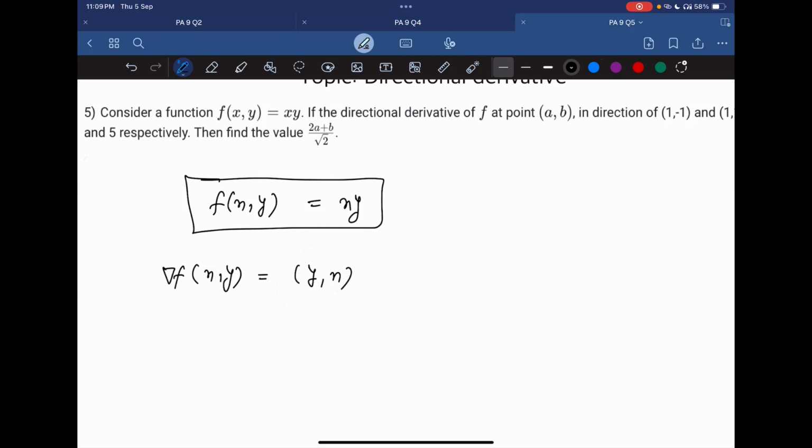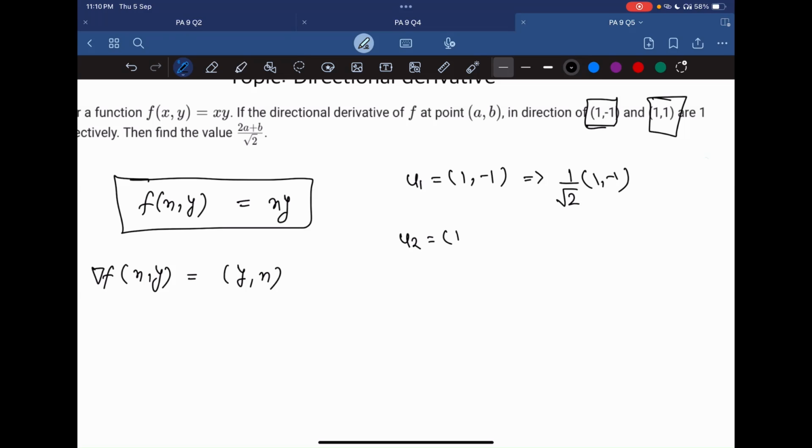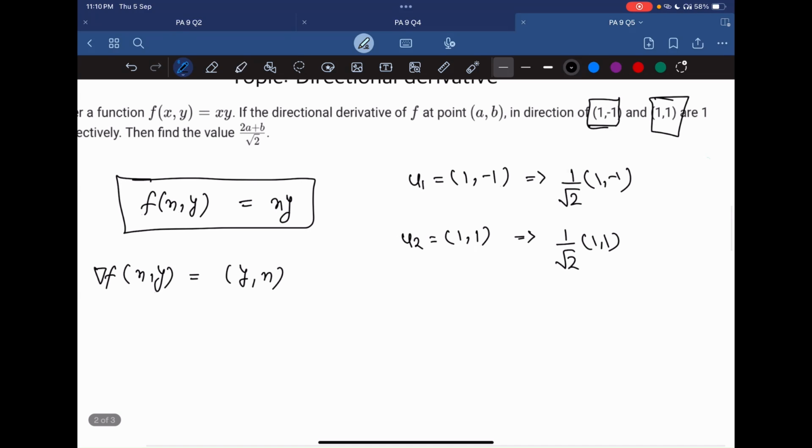Now we want to find the directional derivative in the direction of 1 comma minus 1 and 1 comma 1. But these are not unit vectors, so we need to normalize them. Let's say u1 is our 1 comma minus 1. If we divide it by its norm, this will become 1 by root 2 times 1 comma minus 1. And similarly, u2 is 1 comma 1. This is also to be divided by its norm.